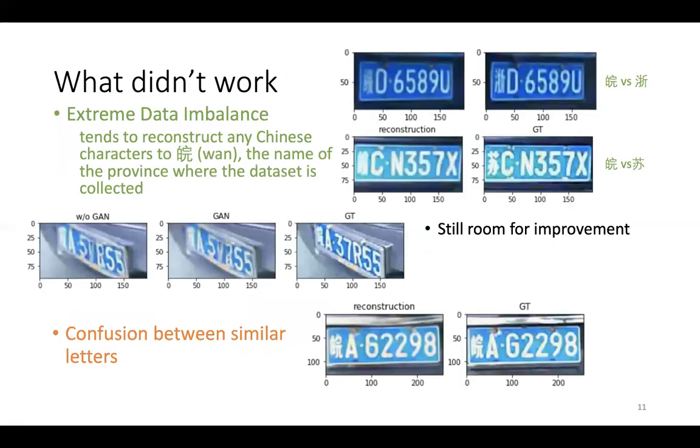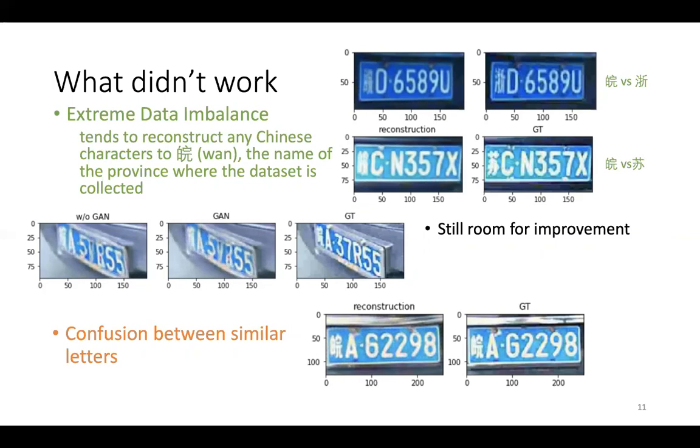We also want to talk about what didn't work in our project. The first thing is extreme data imbalance. Because our data set is largely collected in the same province, the model tends to reconstruct any Chinese characters encountered to the name of the province where the data set is collected. So it basically converts every Chinese character encountered into the same Chinese character as a majority class.